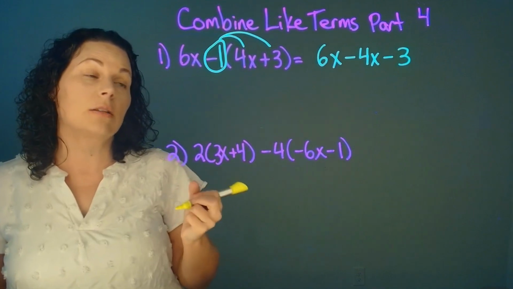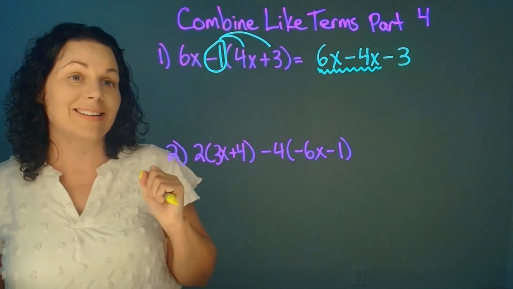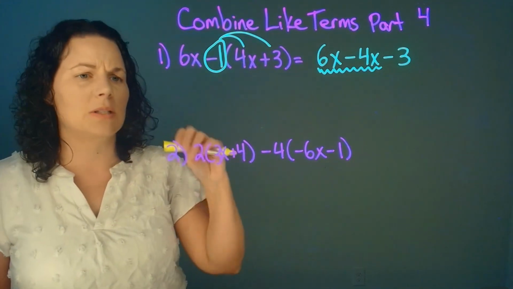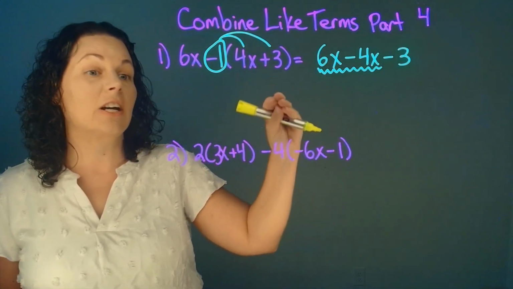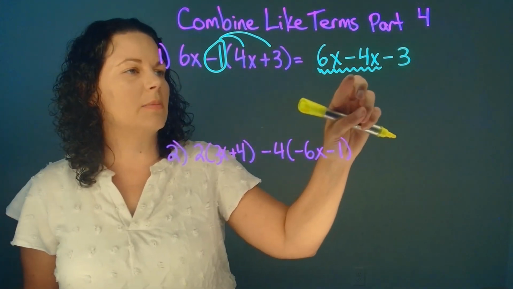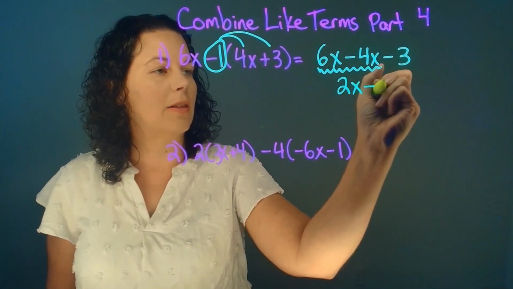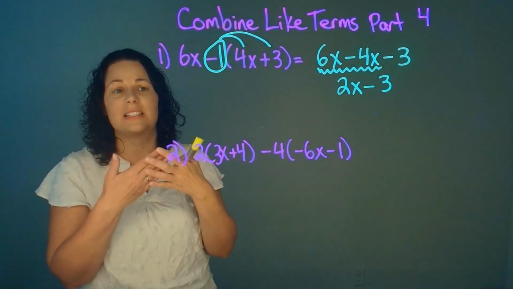Now we can look for our like terms. These are our like terms because they both have x's and just x's with our number. No y's, no exponents, nothing like that. Like terms have to have the exact same looking variable piece. So 6 minus 4 gives me a 2. The x comes along for the ride. And then that 3, we just subtract 3 from the end because it doesn't have anything to stick with it.